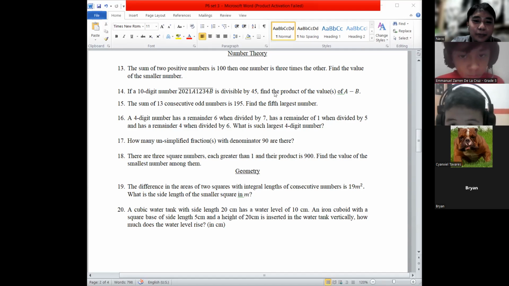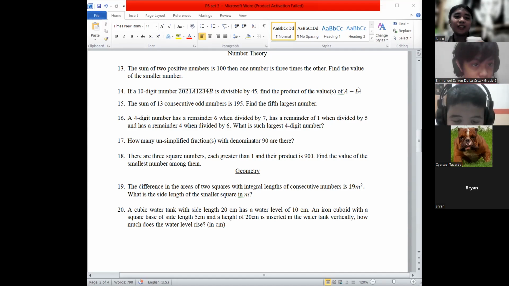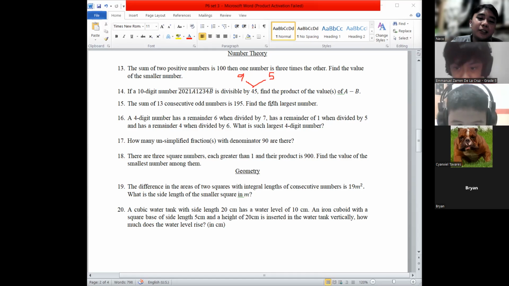So, it said here product of the values. So of course you're going to solve all values for A and B, subtract both for each set, and multiply all the results. For this, you actually have only two possibilities. Why? Because if you say 45, we're talking about 9 and 5, right? Yeah, very good. B equals 0 or B equals 5, because it's divisible by 5. So B can either be 0 or 5.